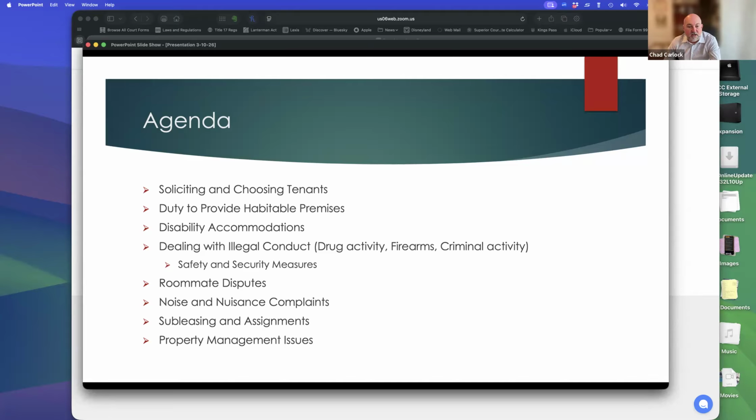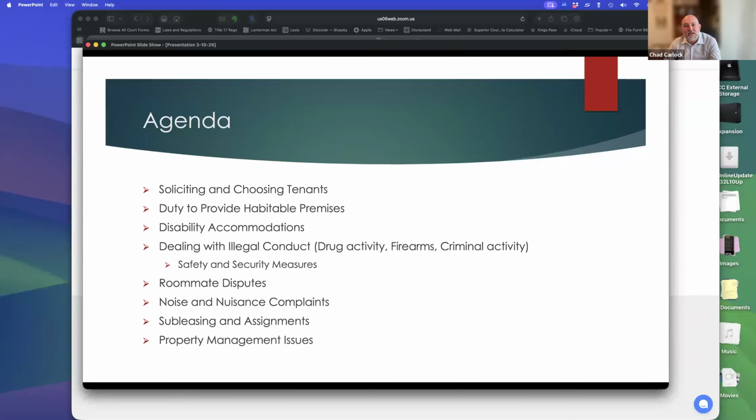Dealing with illegal conduct in your premises, drug activity, firearms activity, criminal activity, what your duties are and are not in terms of safety and security measures, what you're obligated to provide, and what you are not obligated to provide, which again depends on what you put in your lease agreement. So we'll talk about that.